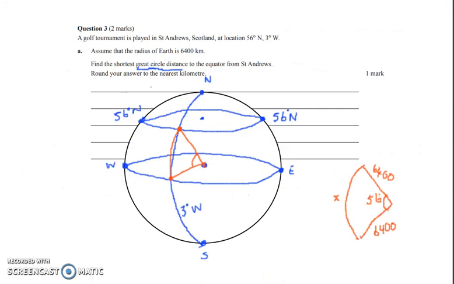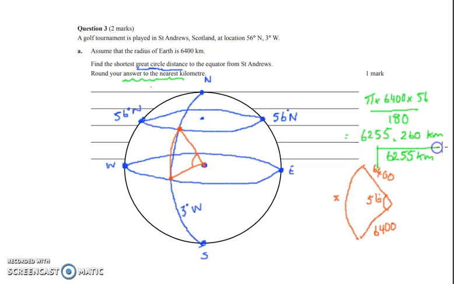Let's get a different color pen. We'll do our workings over here. We've got pi times the radius times the degrees, which was 56, over 180. This answer equals 6,255 kilometers and 0.260. Making sure that we're always double checking what the question wants, it wants the answer to the nearest kilometre. So this would round down to 6,255 kilometers as our answer.